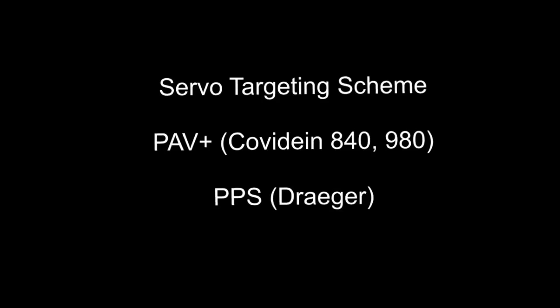This video is a brief description of proportional assist ventilation. Now, proportional assist ventilation is a mode of ventilation that uses a servo targeting scheme. Examples of modes that are proportional assist are PAV Plus, on 840 ventilators and 980 ventilators, and PPS, proportional pressure support, on Draeger ventilators.